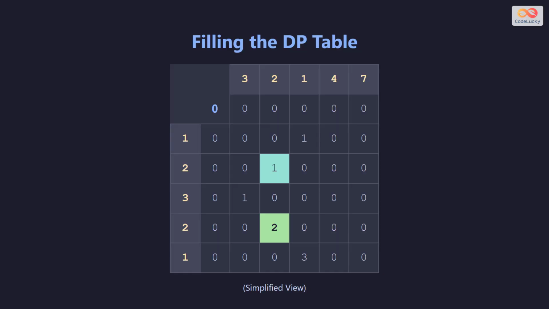Let's visualize the table filling process. As we iterate through the grid, whenever we find matching numbers, we take the value from the top left diagonal cell and increment it. In this simplified view, you can see how the value builds up from 1 to 2 and potentially higher, tracking the length of the consecutive matches.